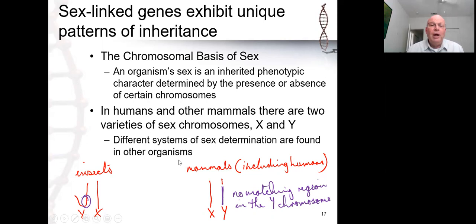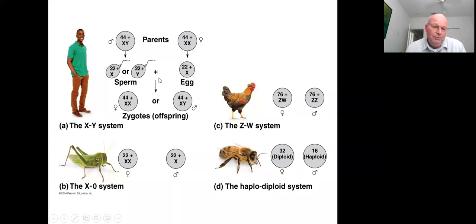But the XY system is not the only system of gender determination. So here's our system, the XY system. In many insects, it's what's referred to as the X0 system, where there are two X's in the female and only one X in the male. So again, if you have a true homologous pair, you are a female. If you have a single chromosome, then you're male.